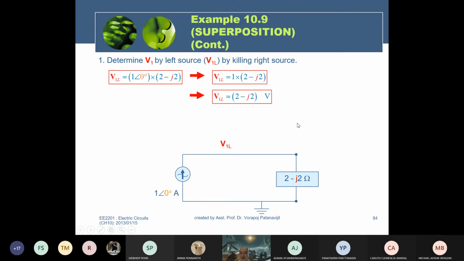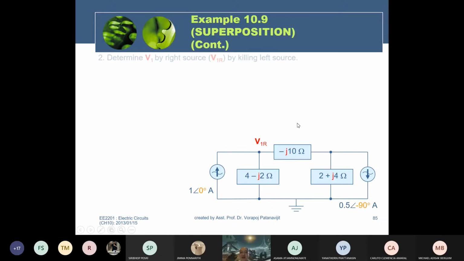Very easy. The second one is a little bit more complicated. When you kill the 1 at 0 degrees source, the branch is broken and the current flowing here splits. In this case, you cannot combine them.